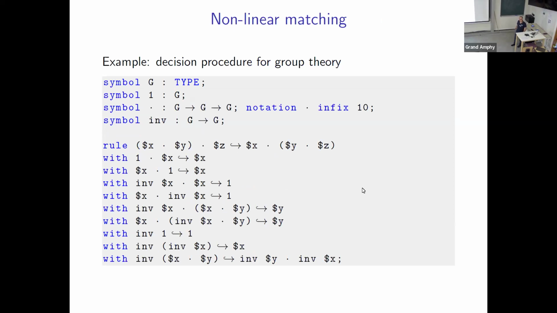And so to go back to the question of deciding some equational theory, a nice, well-known example is group theory. Where you have a group with a neutral element, composition, and inverse, and with all these rules, you can decide the word problem on group theory. And so it's possible to write this in LambdaPy. But you can see that this system is non-left linear.